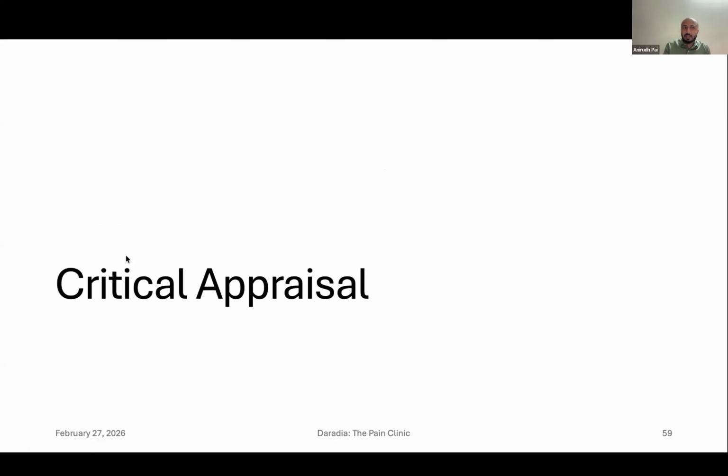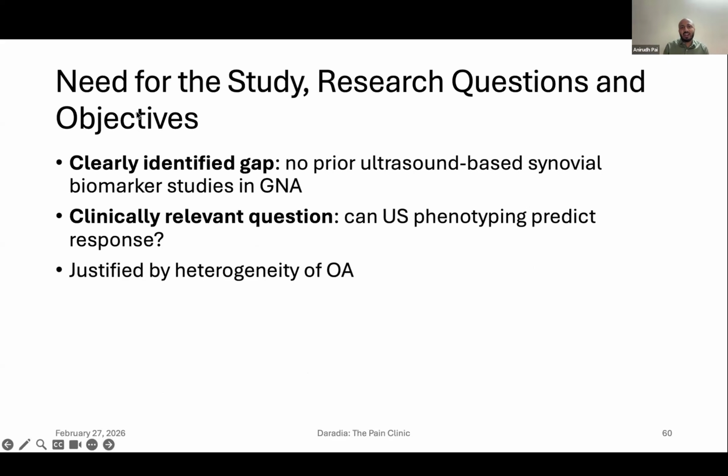Now, coming to the critical appraisal of this paper. About the need for the study, the research question and objective: there is a clearly identified gap, that there are no prior ultrasound-based synovial biomarker studies in genicular nerve ablation. It is a clinically relevant question: can ultrasound phenotyping predict response? And this study was justified by the heterogeneity of the response that we see with knee radiofrequency in patients with osteoarthritis of the knee.